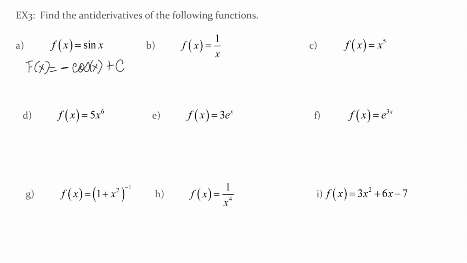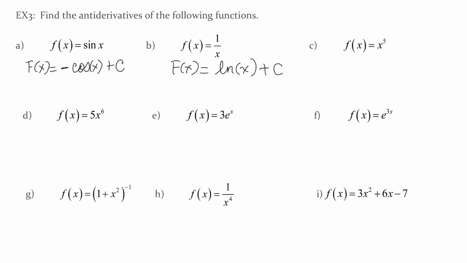And then part B, big F of x, when we go backward, we would ask ourselves, what derivative is 1 over x? And you are right, that would be ln of x plus c, because the derivative of ln of x is 1 over x, and the derivative of c is 0.